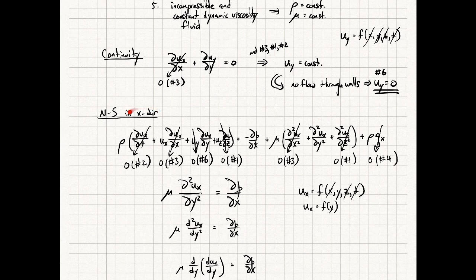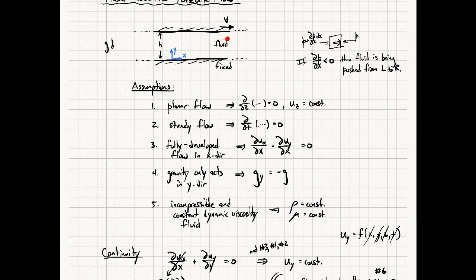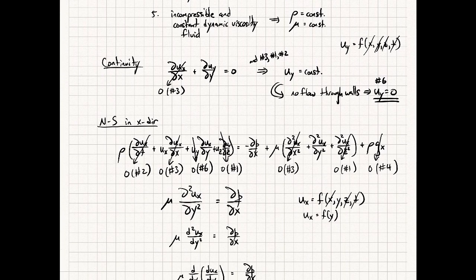Then you solve the Navier-Stokes equation in whatever direction you're interested in. So here all of the interesting stuff is happening in the x direction. That's the velocity we want. So I wrote the Navier-Stokes equation in the x direction, wrote out its full form, and then I simplified it. And it simplifies a lot because of these assumptions. And so I identified what assumption was being used where.